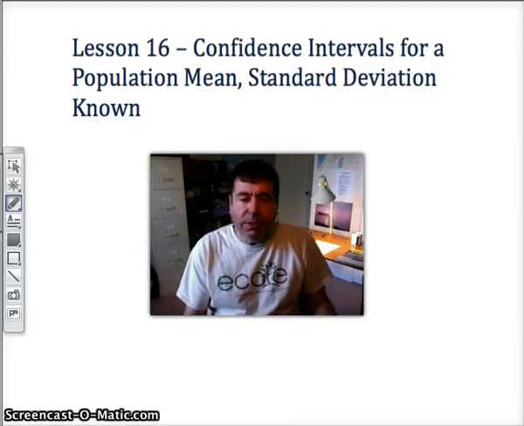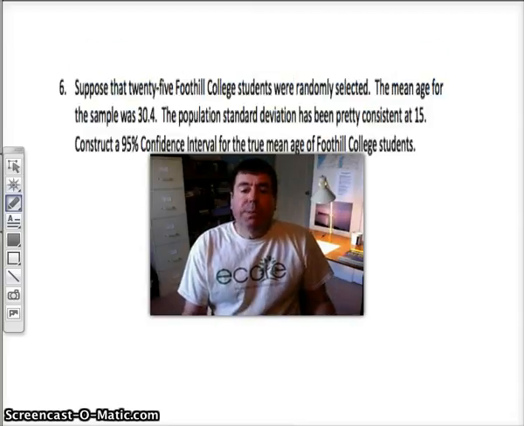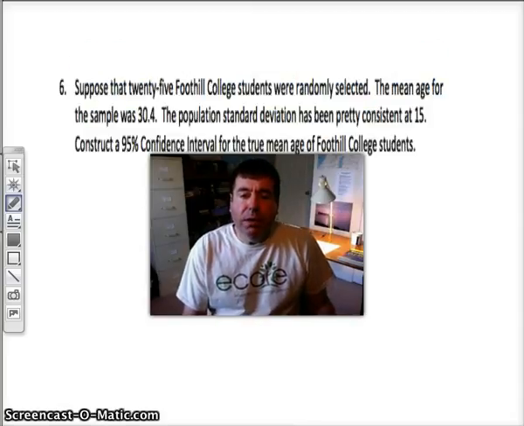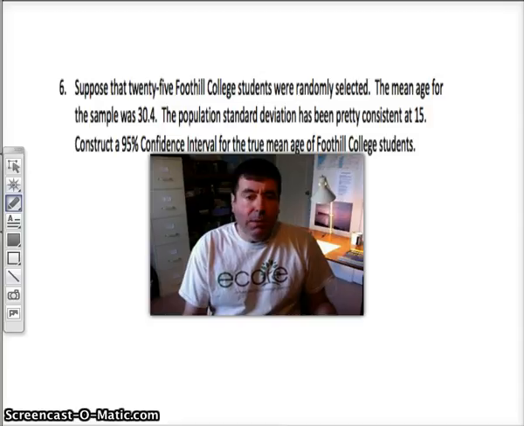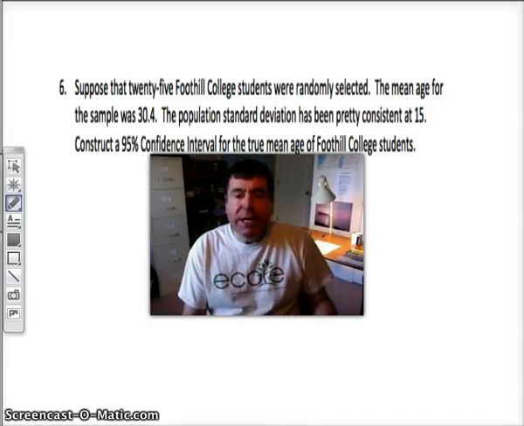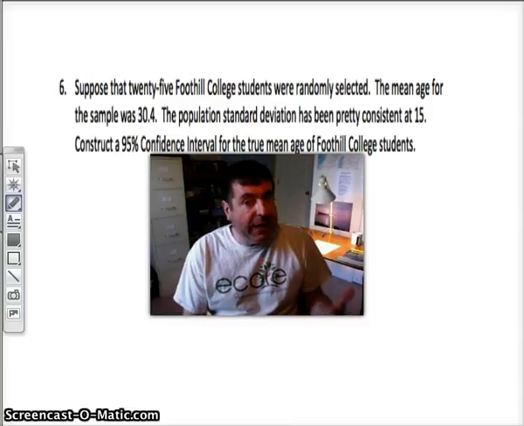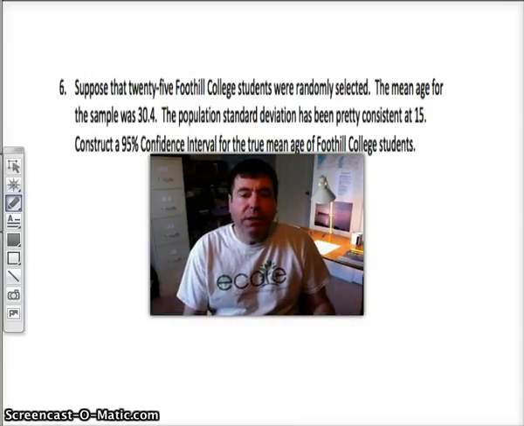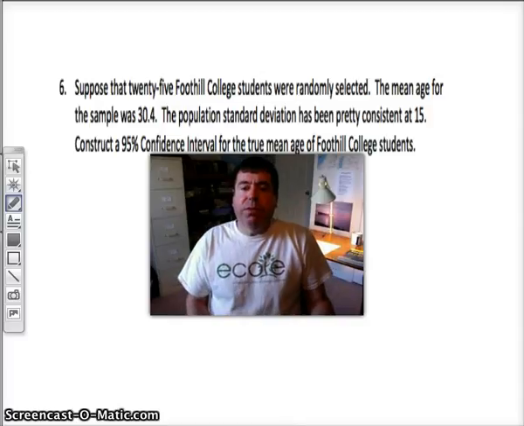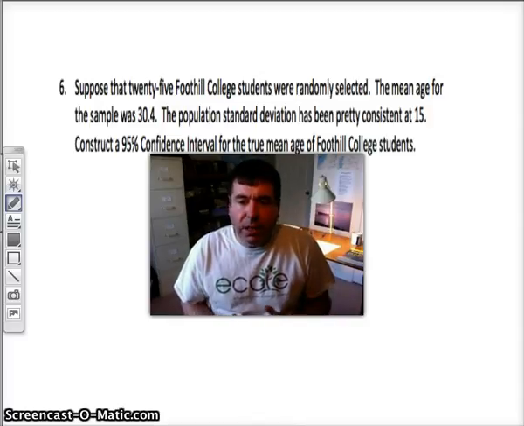And let's just start with the problem, okay? How about this problem? Suppose that 25 Foothill College students are randomly selected. The mean age for the sample is 30.4. The population standard deviation has been pretty consistent at 15. Construct a 95% confidence interval for the true mean of the college students.